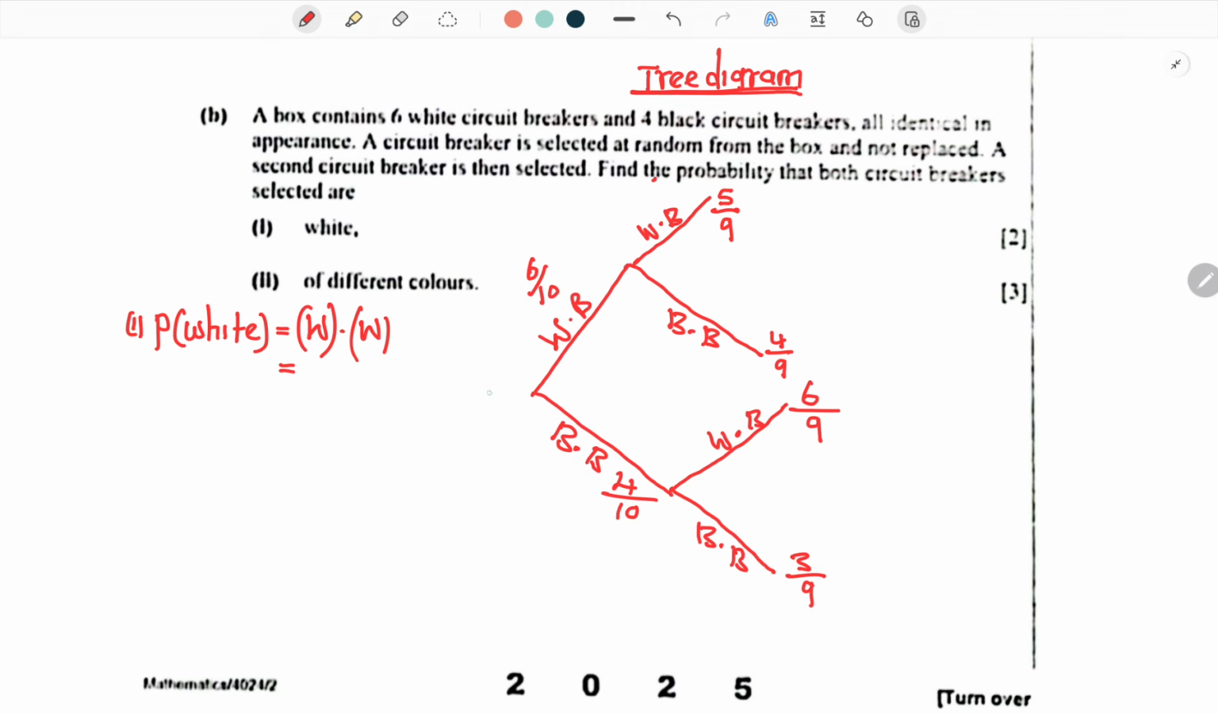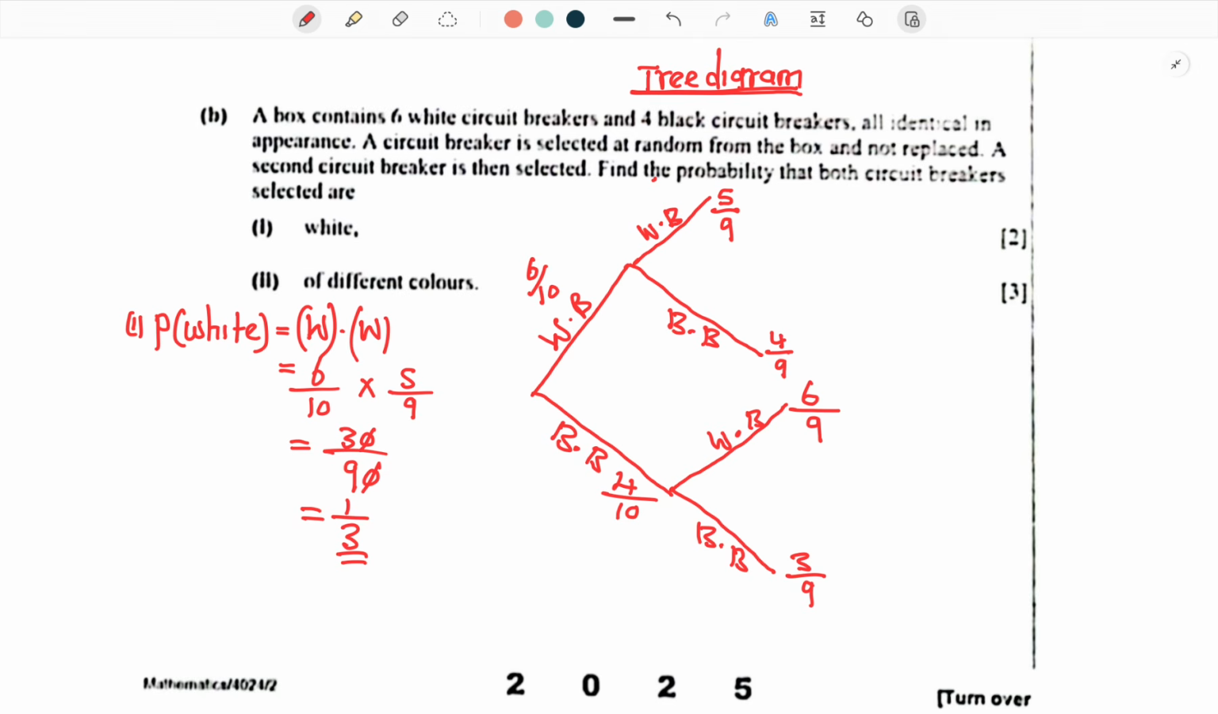So what was white from the original? White from the original was 6/10. What was white from the extended tree? It was actually 5/9. Then if you multiply this, it's going to give you 30/90, which you can cancel, and you're going to get 1/3. This gives you your answer.